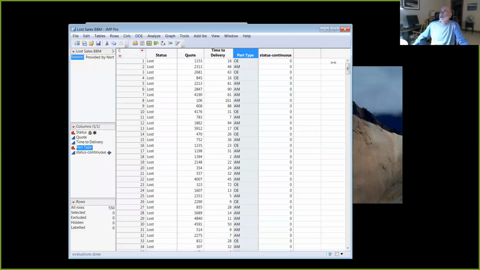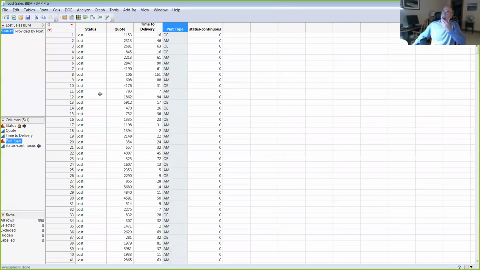This is a lost sales data set. It was provided by some distributor, and the variables are a status of an order. Was it in fact lost, or did they win the order? And there are three dimensions that might explain that. One is a quoted price for the order. These are in dollars. The days to delivery that were quoted in terms of how long it would take to deliver the order. And then there's two different part types, an original equipment or an aftermarket part. I'm not sure what kind of parts these are, whether they're automobile or something else.